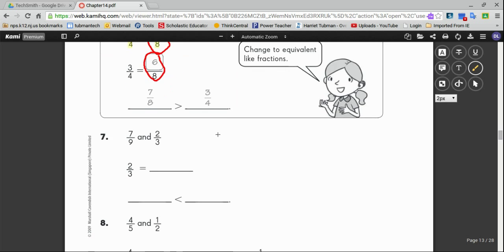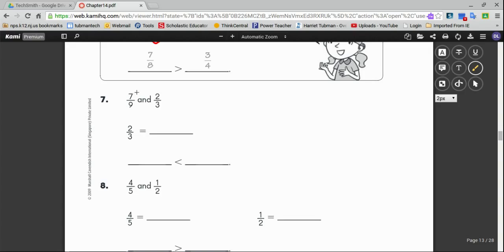Let's look at number 7. So number 7, I have 7/9 and 2/3. Well, I don't have the same bottom number. I don't have like fractions, so I want to change 2/3, and I want to find my equivalent fractions to 2/3. So I'm going to find my equivalent fractions.